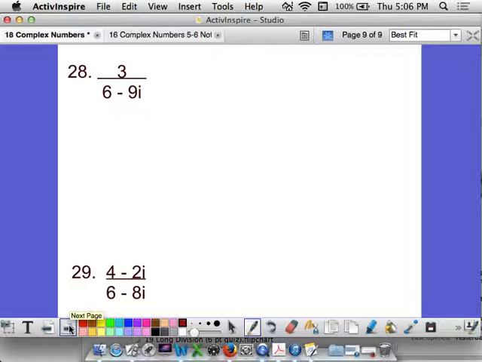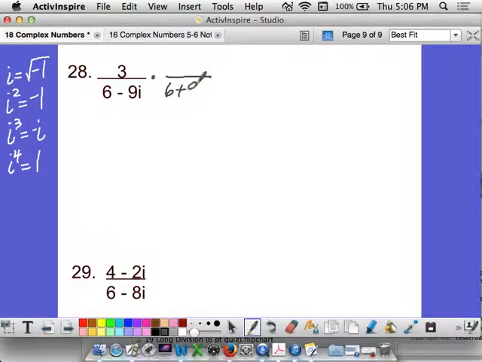One of the last things we're going to do is rationalize the denominator. Remember that to rationalize the denominator means you want to eliminate any radicals in that denominator. You've got to remember that i is equal to the square root of negative 1, i squared is negative 1, and i to the 4th is 1. But because this is a square root, I cannot have it in the denominator. So I'm going to multiply by its conjugate, just like I did before. The conjugate here is 6 plus 9i.